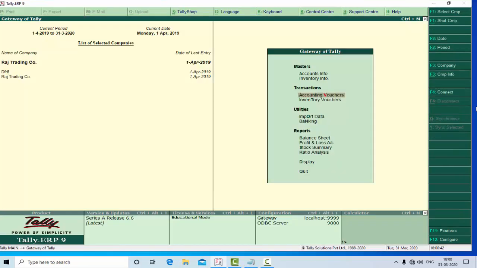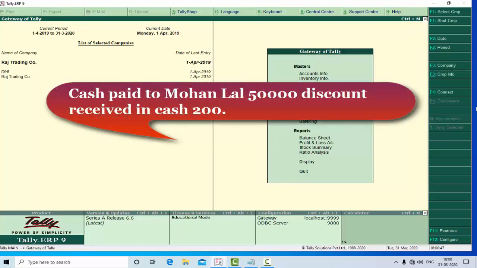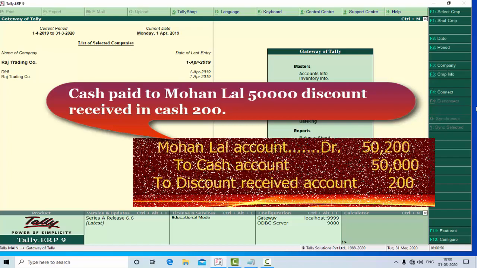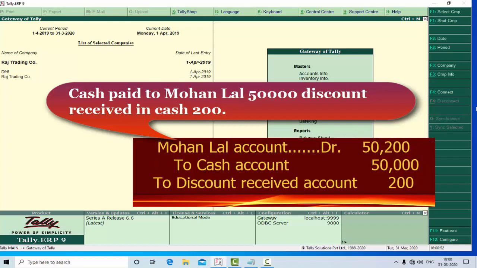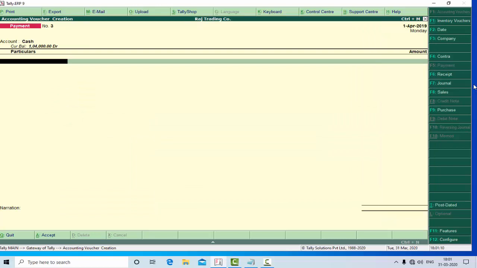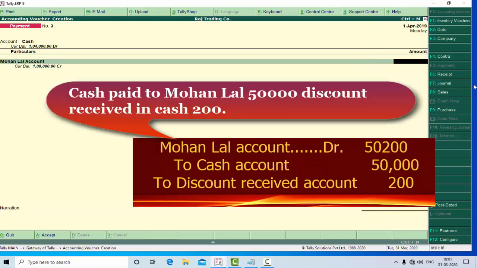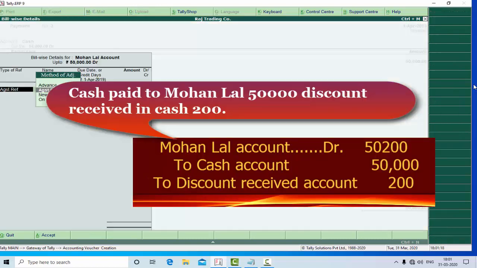So next entry, cash paid to Mohanlal 50,000, discount received in cash 1,000. So similar entry will be cash paid to Mohanlal will be debited and cash account will be credited with the amount 50,000, and that entry will be recorded in the payment voucher. So press F5 to record this entry, enter the amount, select the cash account and enter the amount of 50,000 in Mohanlal, means payment made to Mohanlal 50,000. You can see that 50,000 amount.